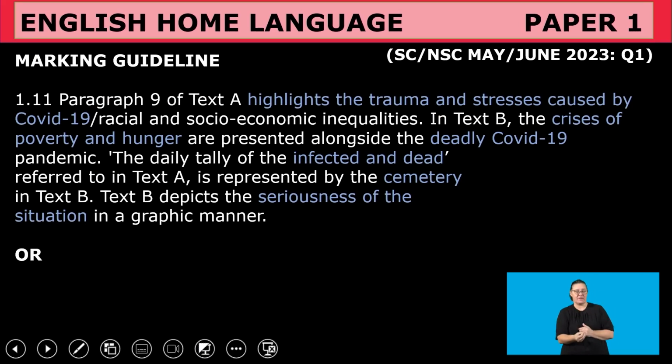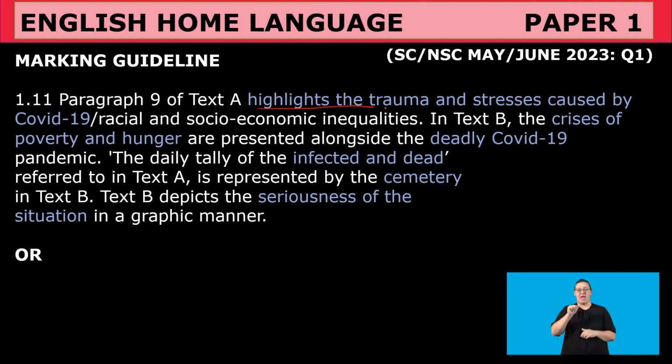So here we have paragraph 9 of text A highlights the trauma caused by COVID-19. Text B, do you see the markers in the answer to guide your answer to show what you are referring to? The crisis of poverty and hunger, of course, is presented in that visual. And then, of course, it's linked to the COVID-19 pandemic. There is a quote from paragraph 9, the infected and the dead, and another link to the visual, the cemetery that represents death in text B. And this, of course, the comment shows the seriousness of the situation.